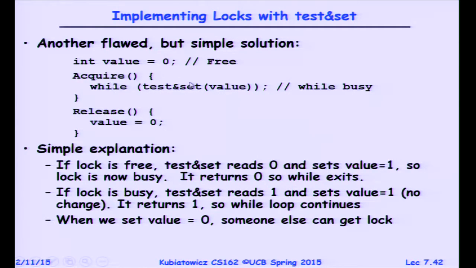Only the first one through this sets value to 1 but gets back a value of 0. And then the way we release is I just store a 0 there, and the first thread that tries to test and set after that gets a 0 back and stores a 1, and now they've got the lock. Okay? Now, there's a lot of problems with this, right? Does everybody see why this works? This actually does work. Any questions about why this works?